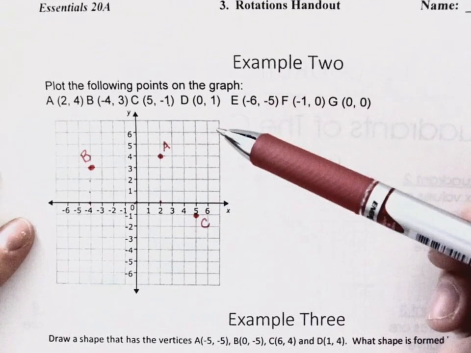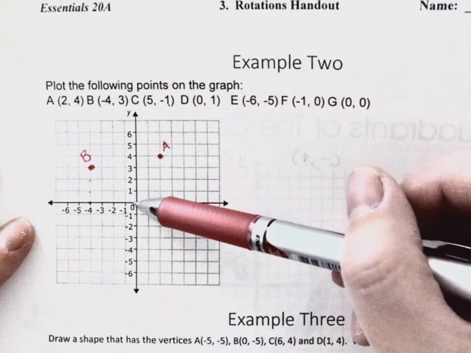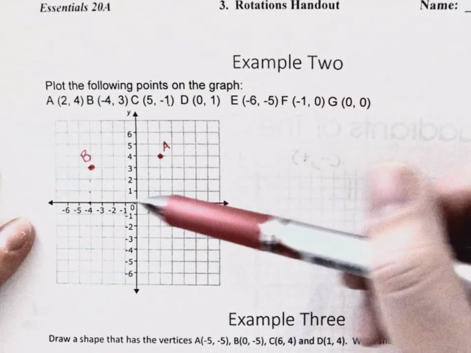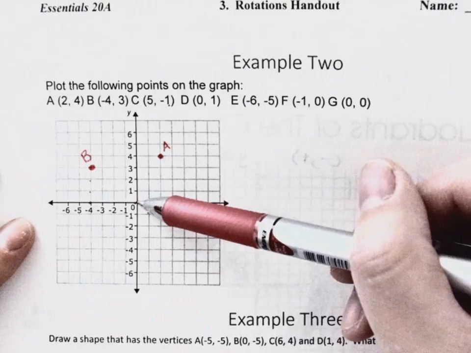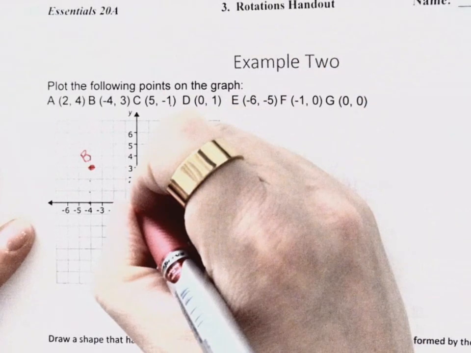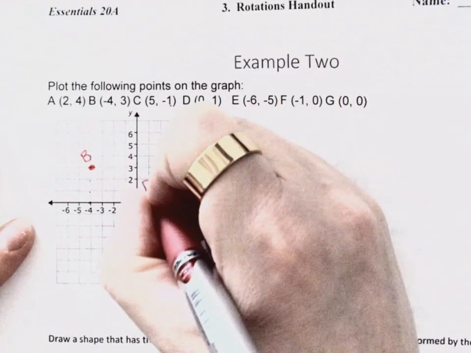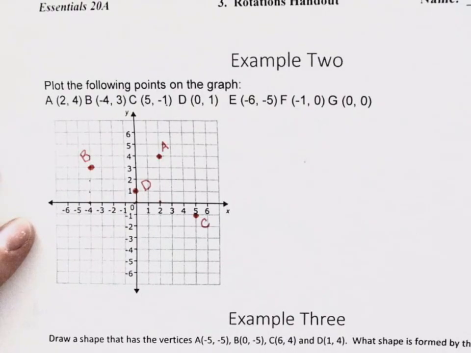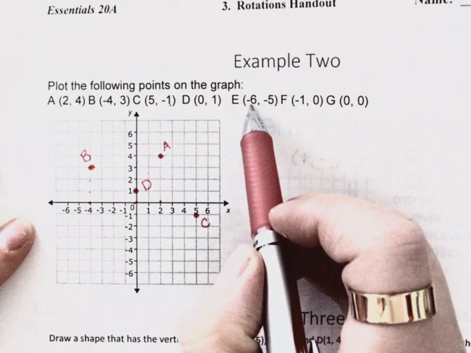All right, D, 0, 1. Okay, so 0 means I move neither right nor left. I stay right where I am. And then I'm going up 1. So that is point D.